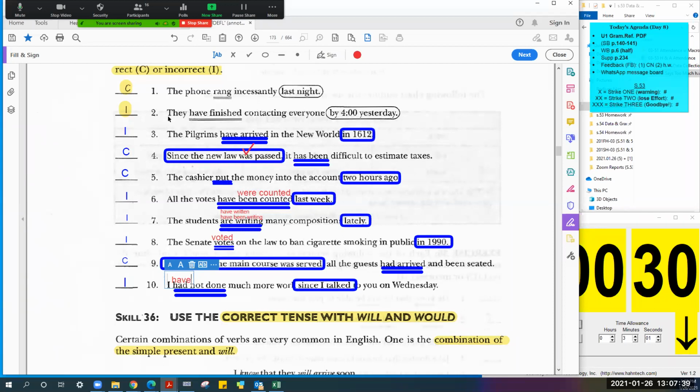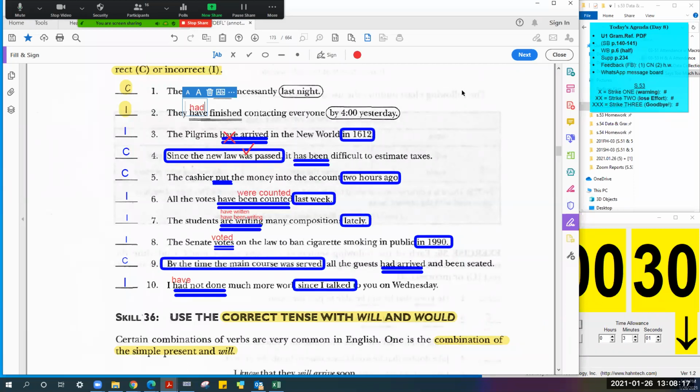One second. I have one more question. How do I fix number 3? Arrived. We delete "have." Exactly. So I'm going to remove "have." What about number 2 up here? If I fix that, what should I do? Had finished. I want past perfect, right? Had finished contacting everyone. Okay. All right.